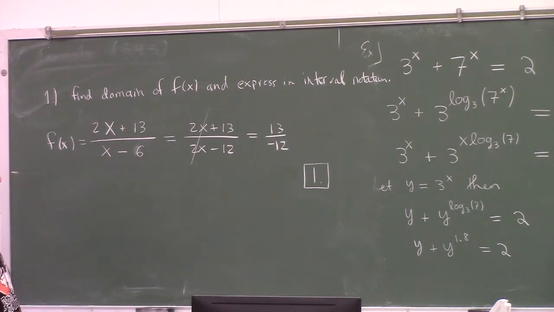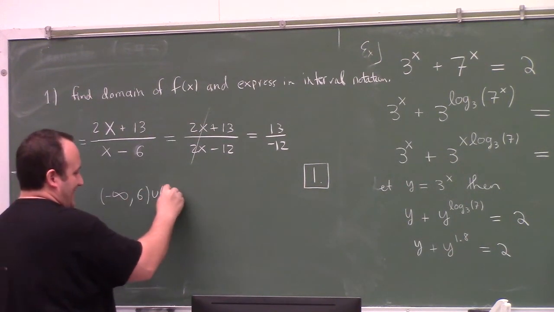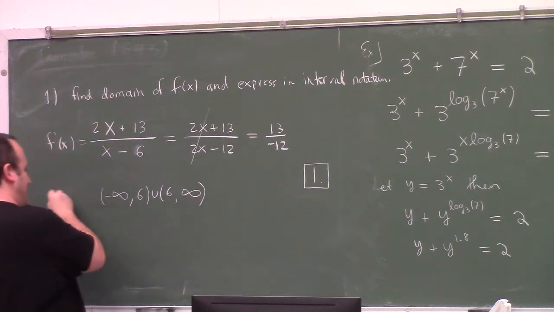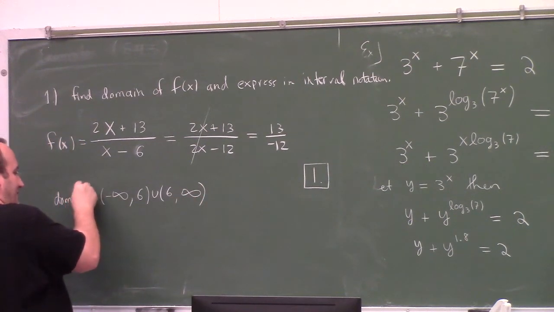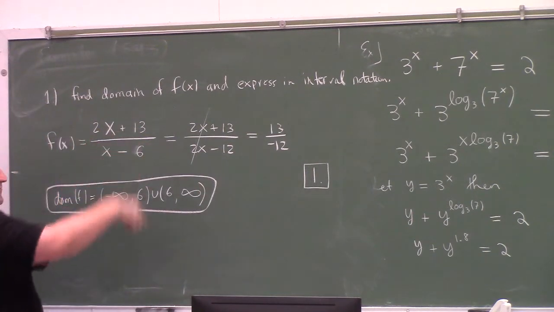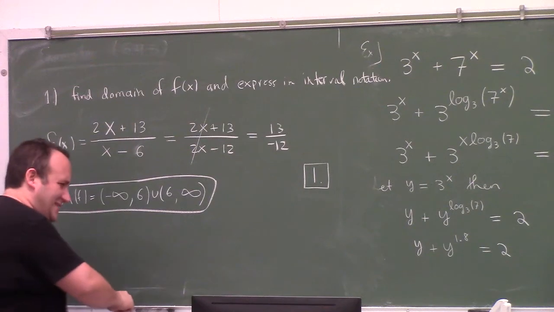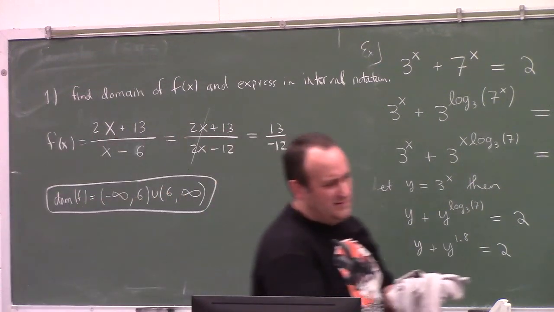And yet I could understand the wrongness, but at the same time I was fascinated by it. The answer here: minus infinity to 6, 6 to infinity. You got it, okay, good. That's the domain, because when you look at this formula, we just have to avoid x equals 6. X equals 6 gives me division by 0. That's what we don't want.